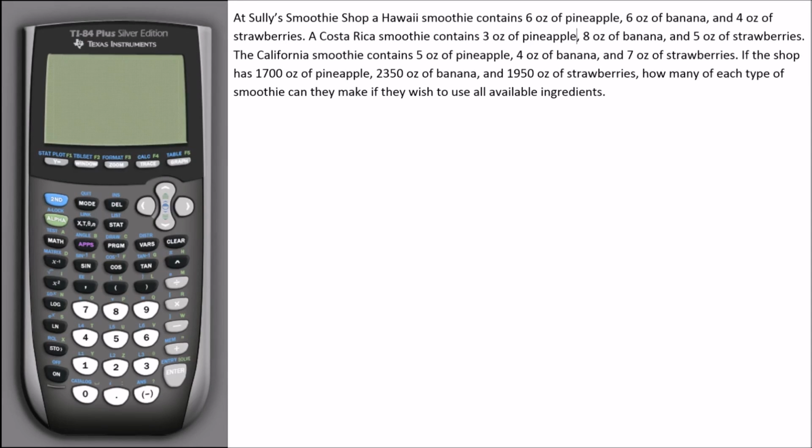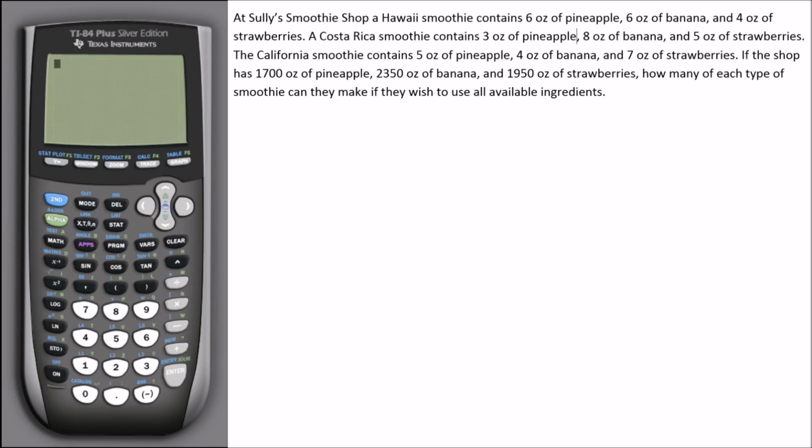In this video, we'll look at solving linear systems of equations in word problem format. In this example, a smoothie shop makes 3 different types of smoothies, each with differing amounts of pineapple, banana, and strawberries. The smoothie shop only has a certain amount of pineapple, banana, and strawberries available, and they want to know how many of each type of smoothie can they make if they want to use all of the available ingredients.